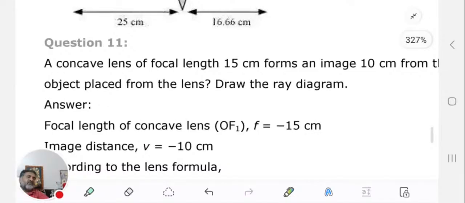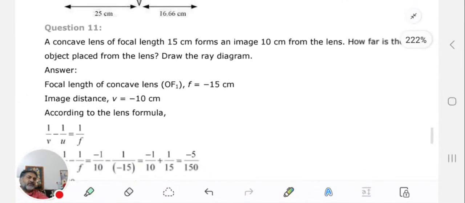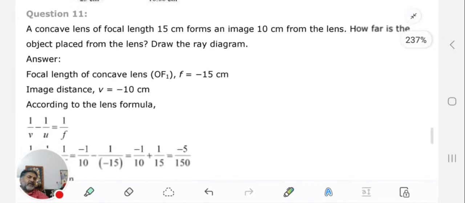ચાલો ક્વેશ્ચન નંબર 11. શું ક્વેશ્ચન છે? A concave lens of focal length 15 centimeter forms an image 10 centimeter from the lens. How far is the object placed? Draw the ray diagram. ચલો, focal length આપેલી છે, f is equal to minus 15 centimeter. કોન્કેવ છે એટલે નેગેટિવ જ લેવાનું. પછી ઇમેજ ડિસ્ટન્સ એ પણ નેગેટિવ લેવાનું, -10.